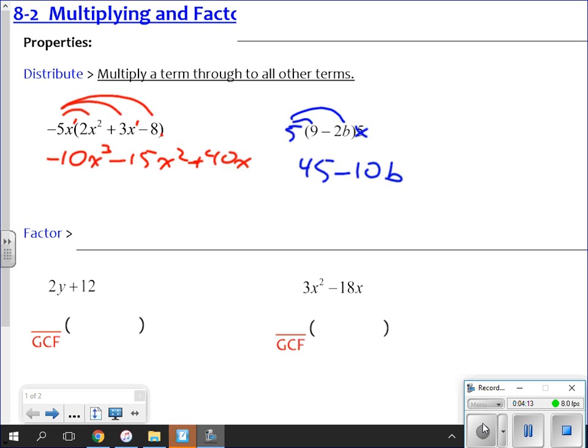Piece of cake. Question? We've done this before. This is not anything new.